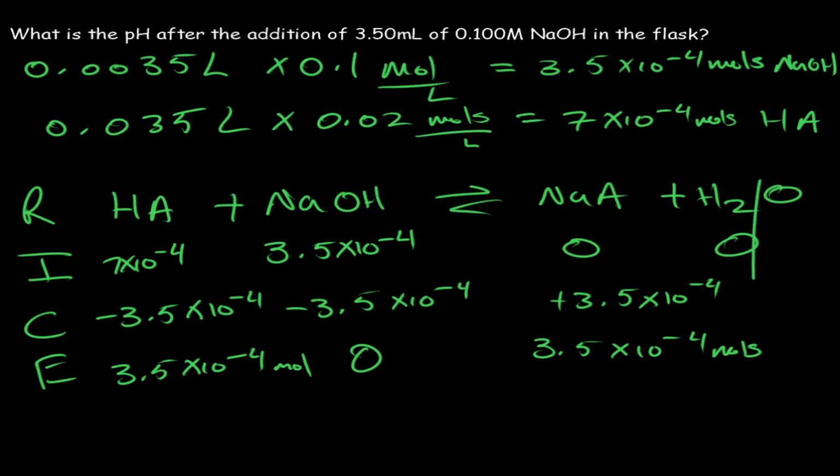So how are we going to find the pH now? Well, we have acetate, or right here it's labeled as sodium acetate, and we have our acetic acid. So we have a conjugate acid-base pair existing in our solution. And what does that mean? Well, that means we have a buffer solution. So since we have HA and A minus in our flask, we have a buffer.